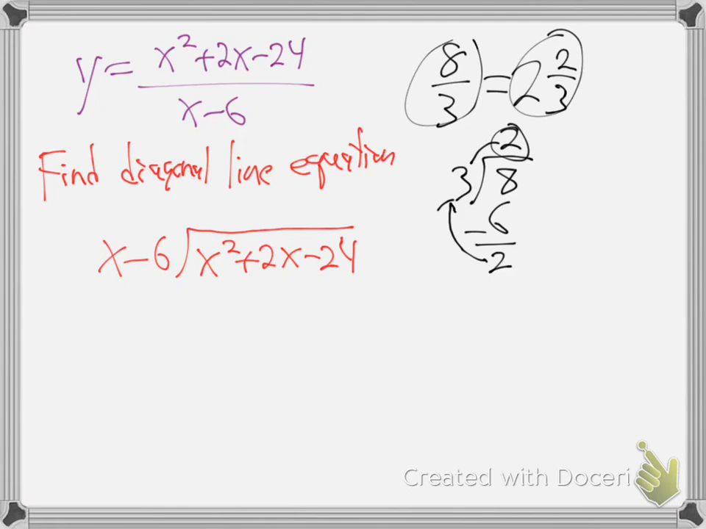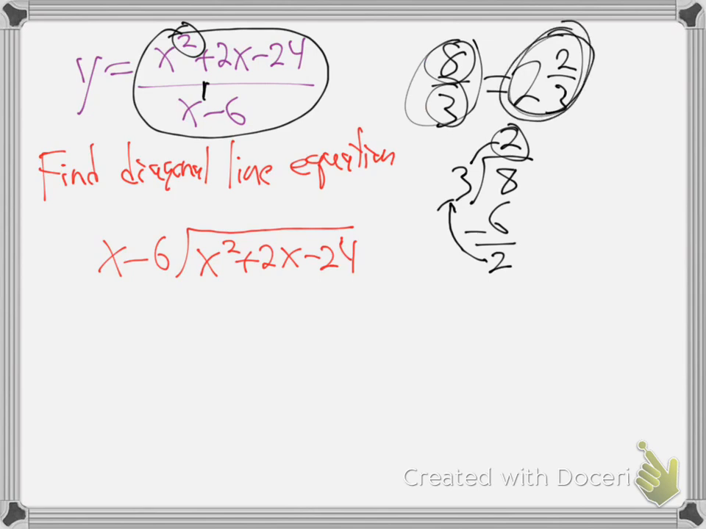Well, that's what we want to do here. Right now, this is like an improper fraction. Why is it an improper fraction? The power in the top is bigger than the power in the bottom, like the number on the top is bigger than the number on the bottom. It's an improper polynomial fraction, and so we want to turn it into a mixed number polynomial fraction.